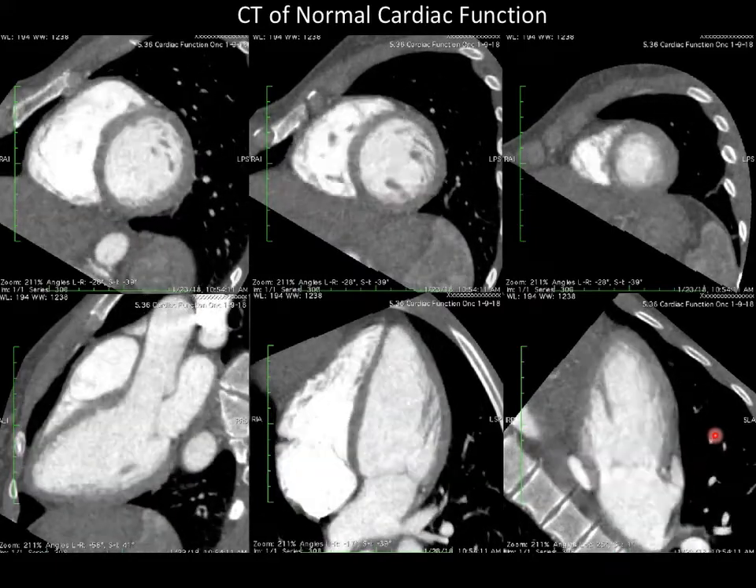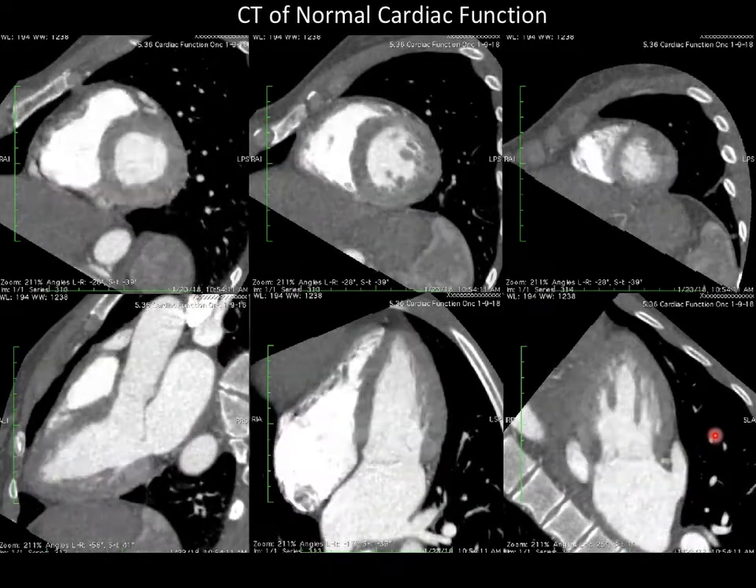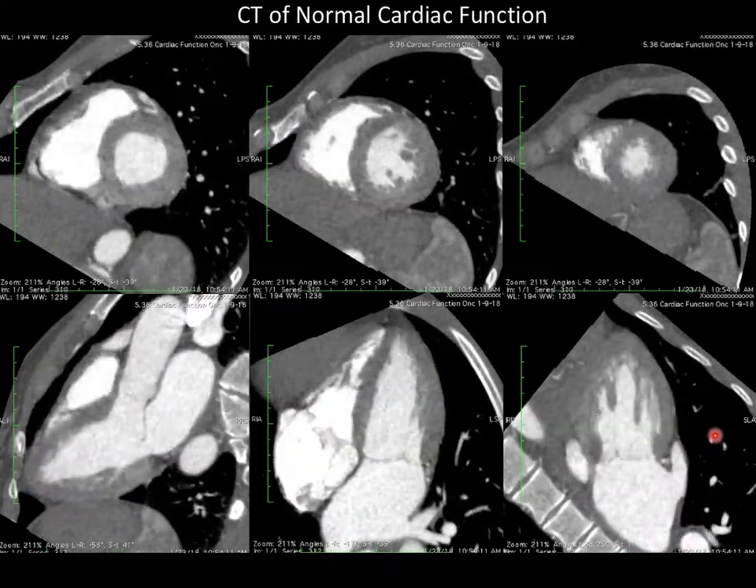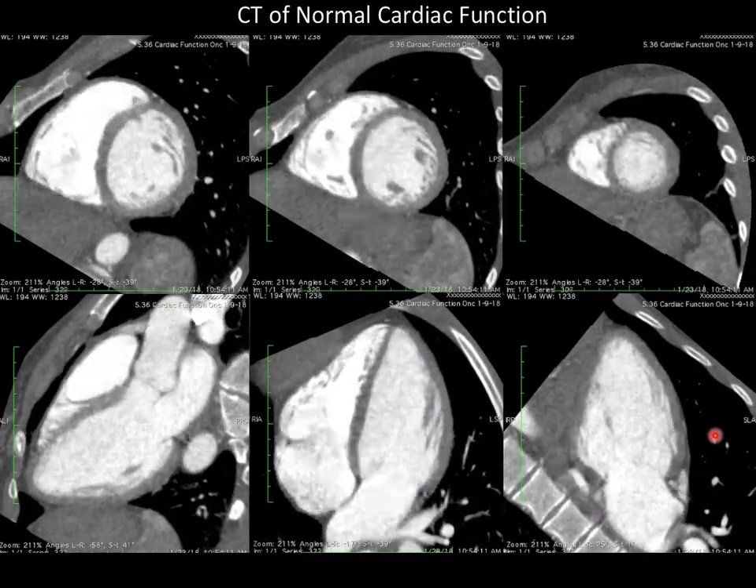If you give them a novel view, they don't know if it's normal, so they look at it for some time, figure out what the view is, and then figure out whether or not the heart is functioning normally.